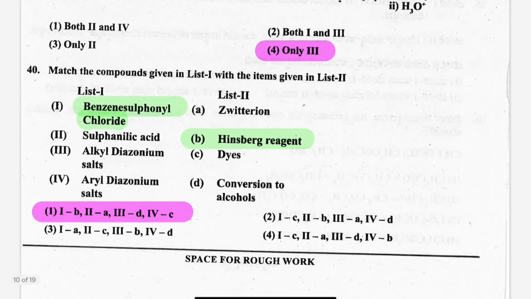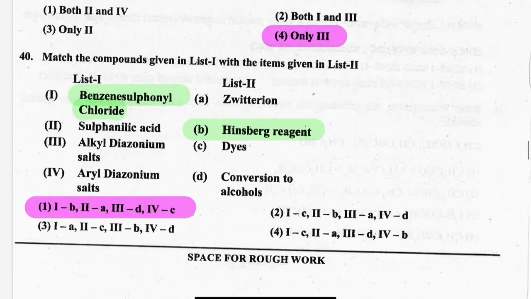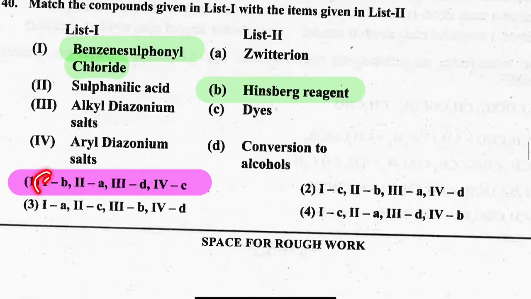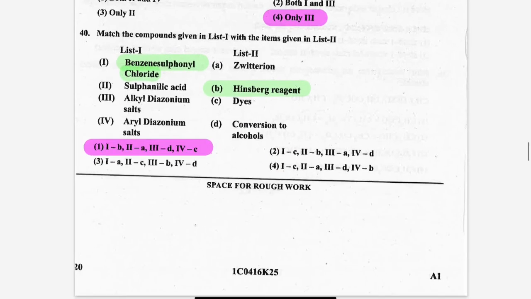Match the following. Here, list 1 with the items given in list 2. Benzene sulfonyl chloride, this is Hinsberg's reagent. So for 1, option B is the correct answer. Here you can see the option for 1 is B. In all the other 3, the options are different. So the first one, if you know it, you can choose the correct answer.